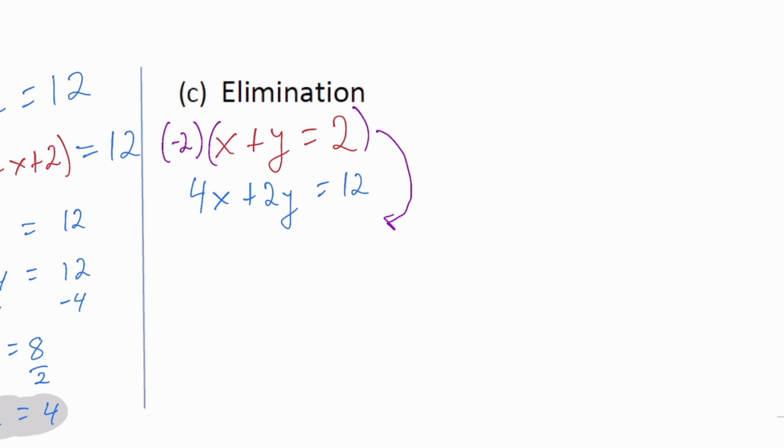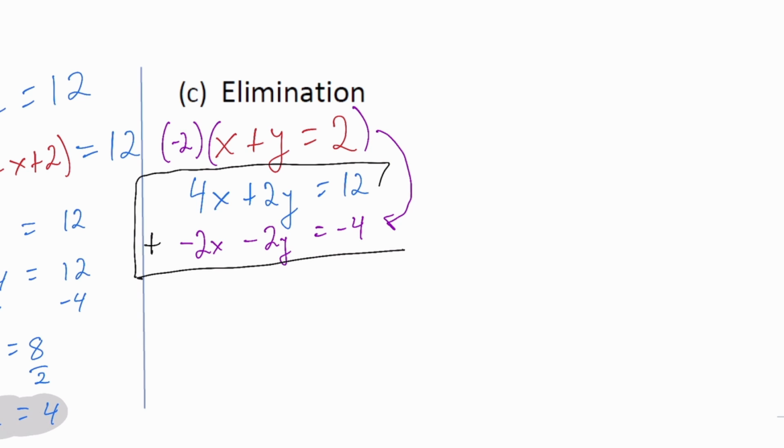So we'll do this in purple. So now we have negative 2x minus 2y is equal to negative 4. And again, I'm distributing that negative 2 to everything in my equation. And now what I can do is add these two equations.